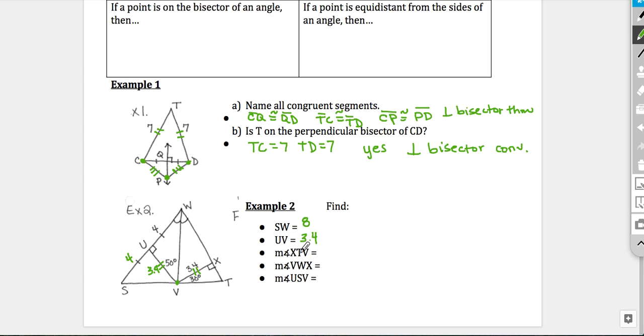Next thing is the measure of angle XTV. This is bringing back our right triangle corollary for the triangle sum theorem. It says that these two angles are going to add up to 90. So for angle XTV, I'm going to say 30 plus T equals 90. If I subtract 30 from both sides, that means that T is going to be 60 degrees. So the measure of angle XTV is 60 degrees.